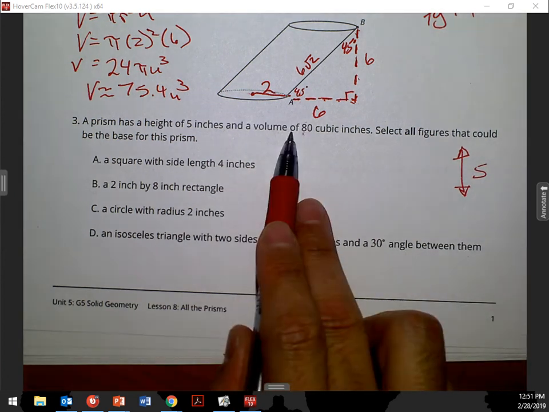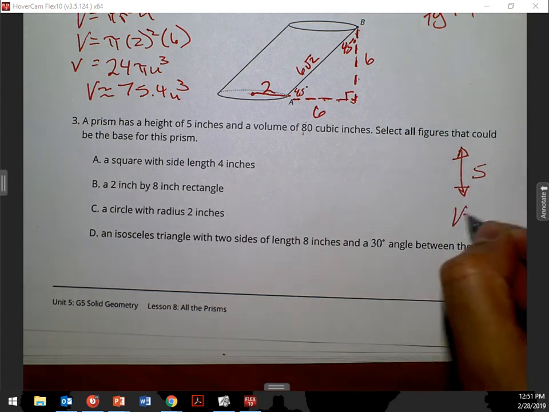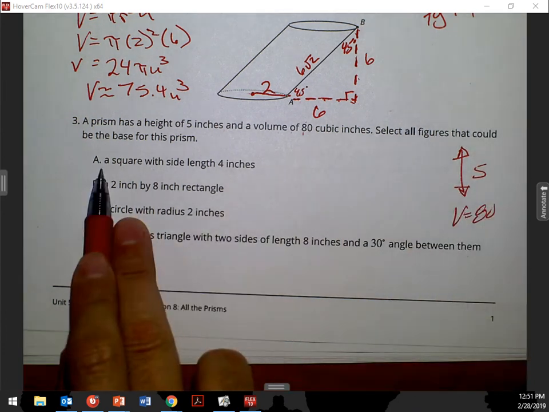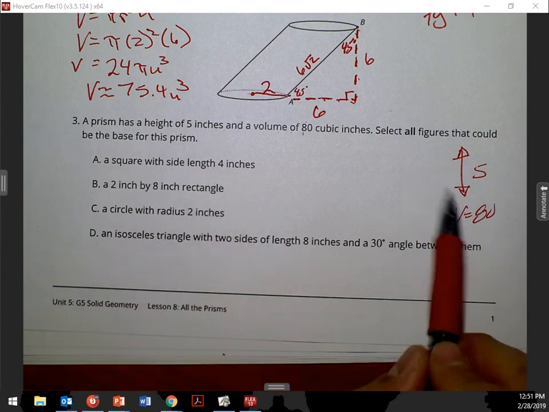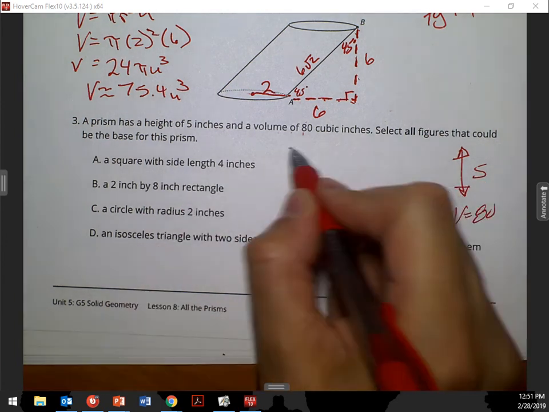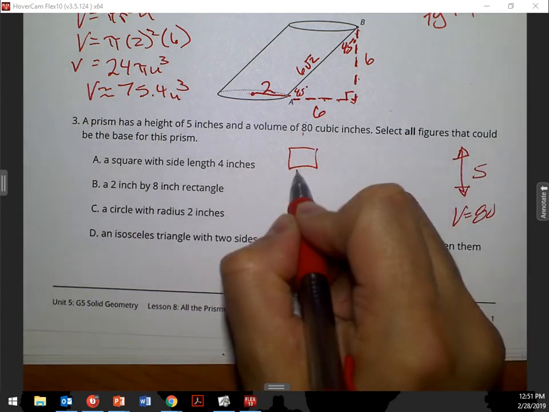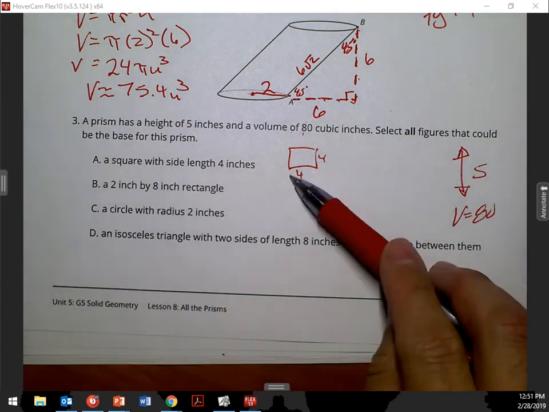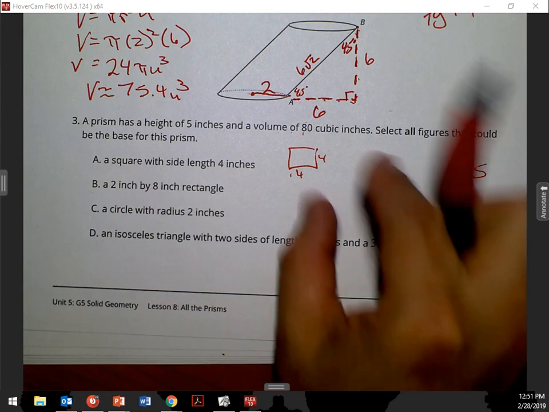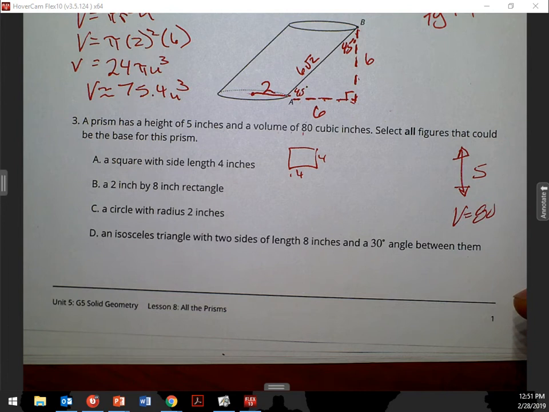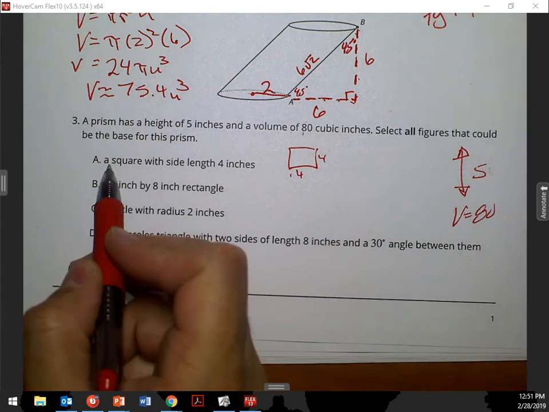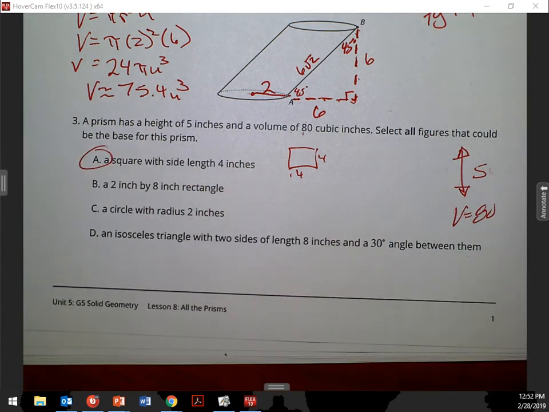And so I'm trying to figure out, my volume is 80. Okay, a square with a side length of 4 inches. If it's a square, it means it's 4 by 4, right? So 4 times 4 is 16, and then multiply by the thickness, 16 times 5, which is 80. So would this one work? Yes, it's asking for which one is 80.